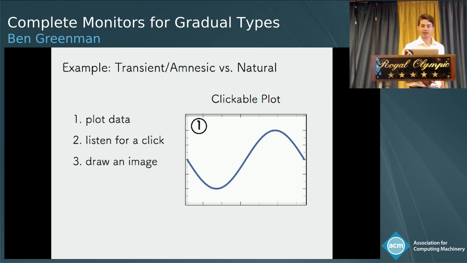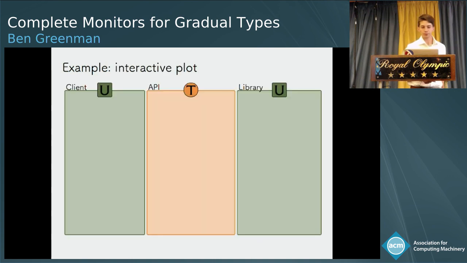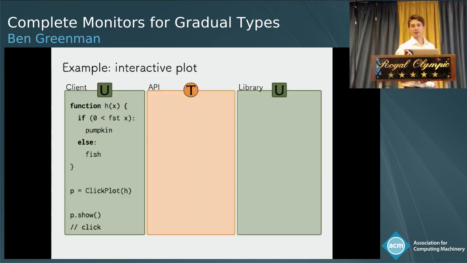And the application we'll look at is a clickable plot. So we want to plot some data, accept a mouse click later on, and once the mouse is clicked, use a callback that came in from the untyped script to draw a picture. So first, here's the script that our untyped client wrote. At the top of the file, we have our callback h, which is going to go across the boundary.